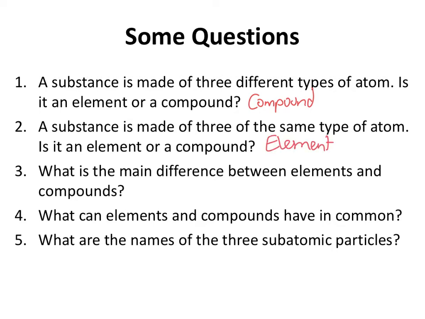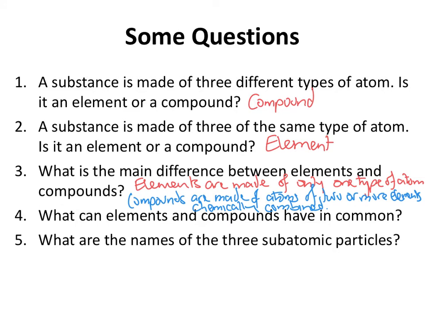What is the main difference between elements and compounds? So with elements, they're made of only one type of atom. Compounds are made of atoms of two or more elements chemically combined. What can elements and compounds have in common? So they're both made of atoms. And then finally, what are the names of the three subatomic particles? Well, they are proton, electron, and neutron.